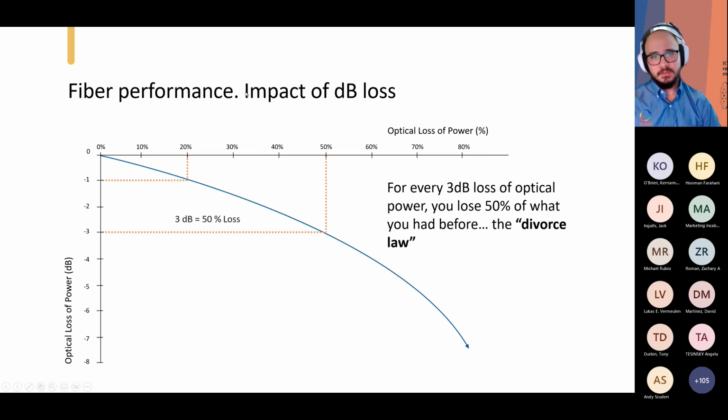And then here we have the impact of attenuation, so your decibel loss. And like we mentioned earlier, for every 3 decibel loss of power, you lose 50% of what you had before. And we have dubbed that the divorce law.